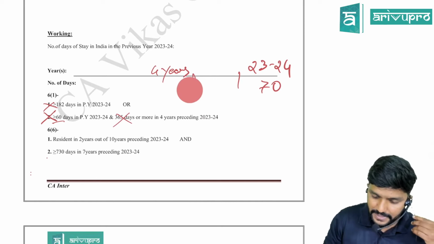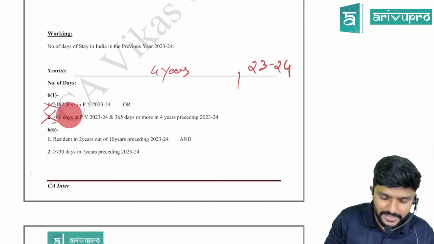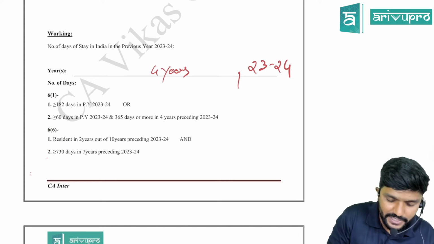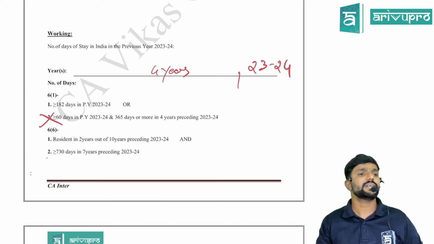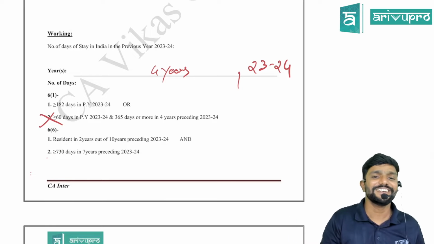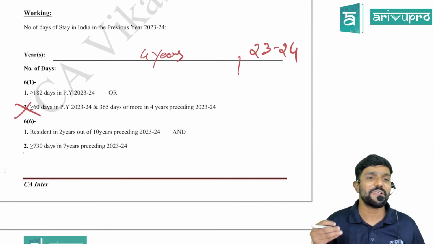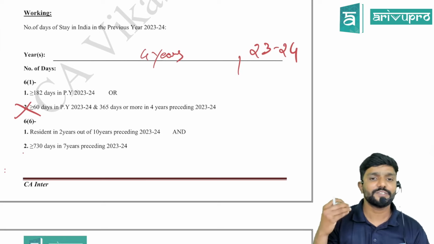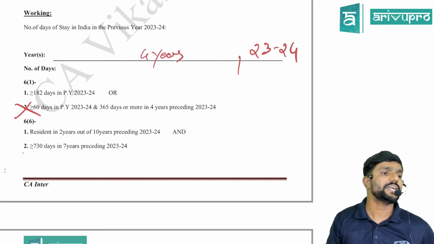So, is he covered in the exception? Yes, sir. So, what is alive? Only the first condition. The second condition is dead. Second condition, don't use this word. Dead to alive, I am just explaining it. Now we have to check only the 182 days criteria.